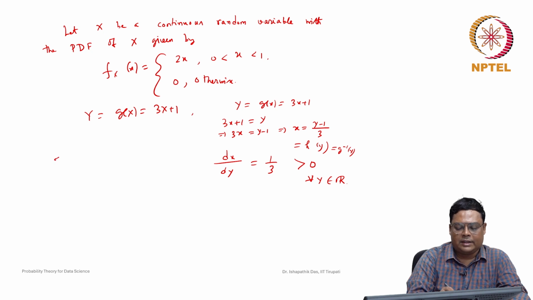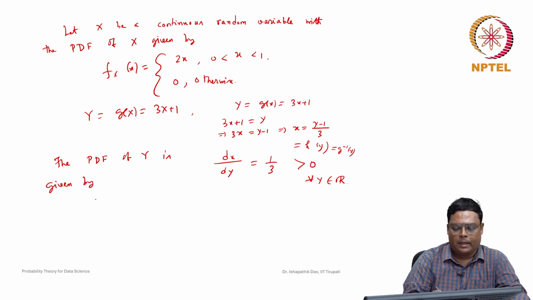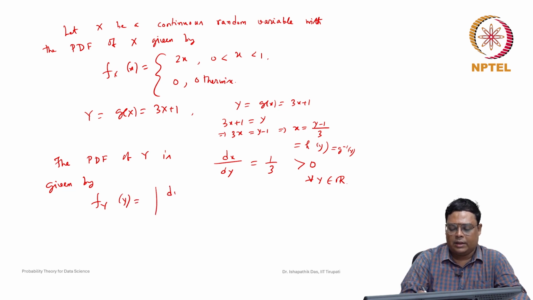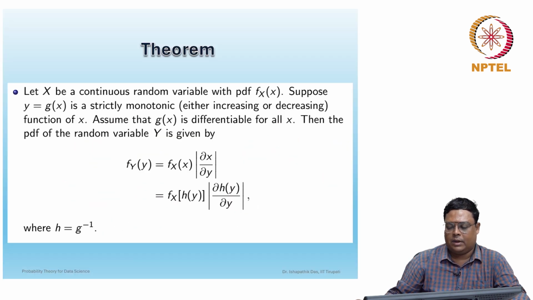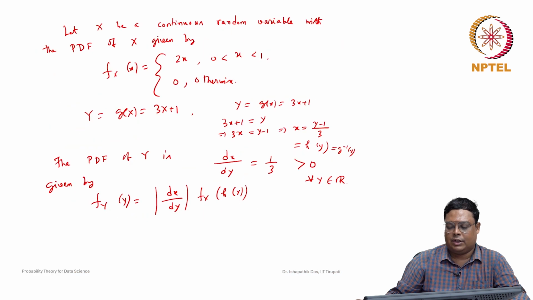So the probability density function of y is given by f of y, which is the absolute value of dx/dy into f of x of h of y. This is the formula, we have already discussed this theorem. So this is f of x of h of y into dx/dy. Now dx/dy is 1 by 3, so this is 1 by 3 into f x of h y.